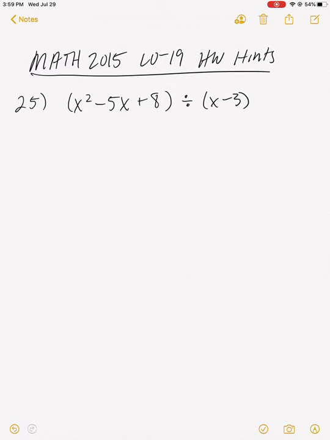In number 25 we have the problem quantity x squared minus 5x plus 8 divided by the quantity x minus 3. And so what we're going to do is lay out our total, and then divide off groups of x minus 3 and see how that works with the total.